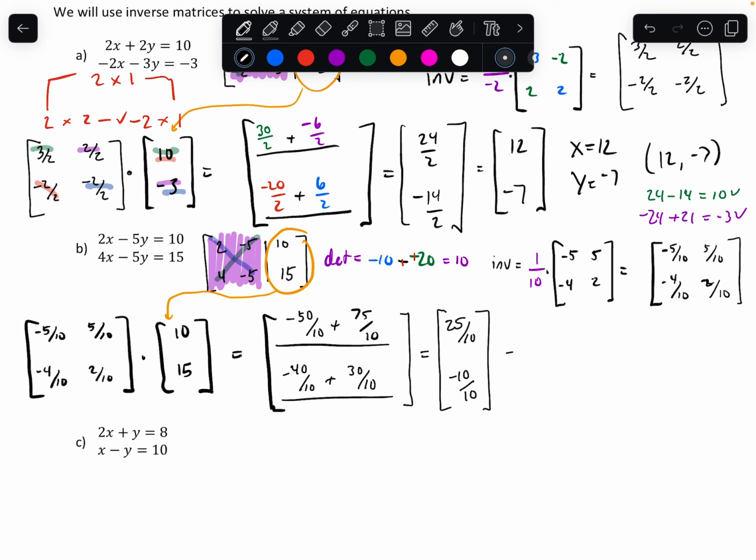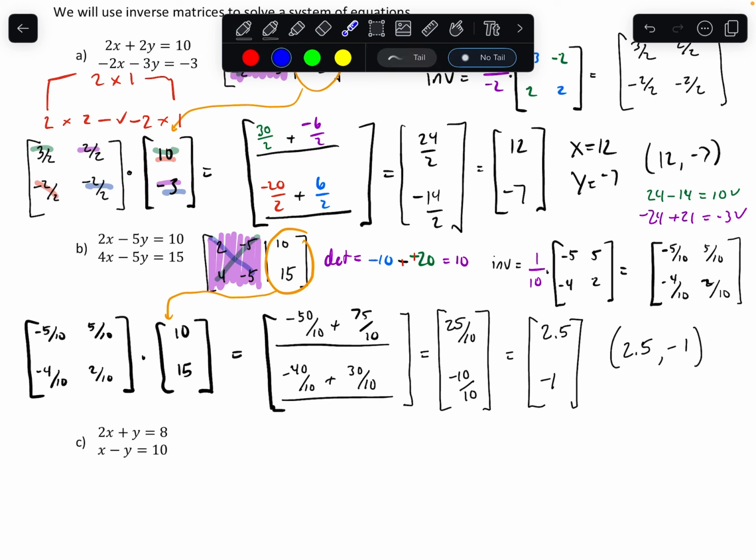And 25 divided by 10 is equal to 2.5. And negative 10 divided by 10 is equal to negative 1. So we get 2.5, negative 1. Yeah, we're checking that. 2.5 times 2 is 5. Negative 1 times negative 5 is 5, so 5 plus 5 is 10, so it checks. And then 2.5 times 4 is 10. 5 times negative 1 is 5, so 10 plus 5 is 15. So it does check in both. So I know that my answer is right. Again, check both equations, not just one.